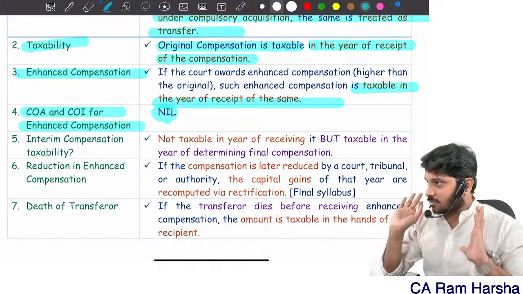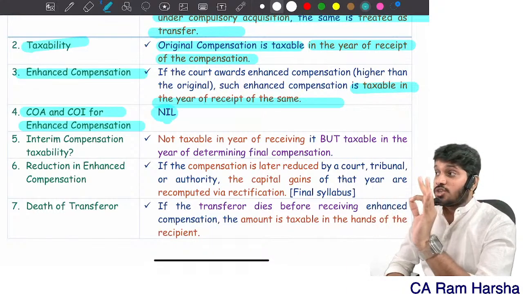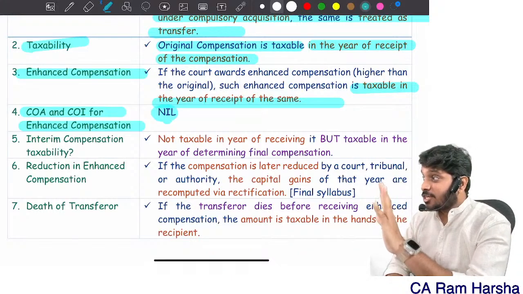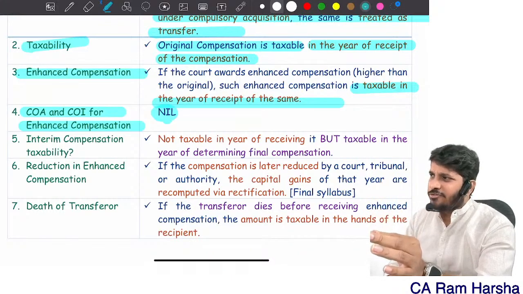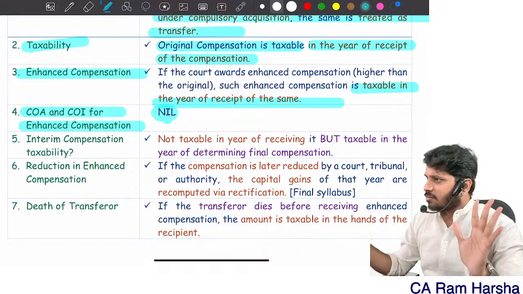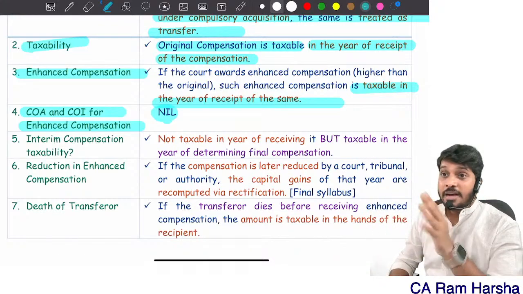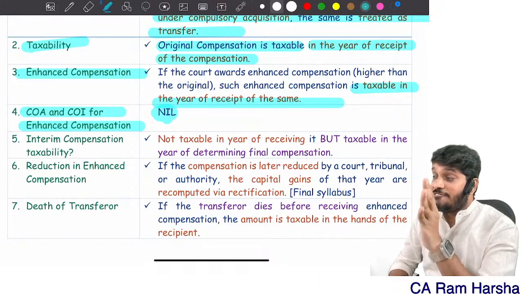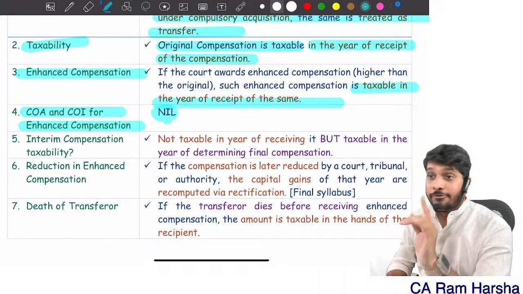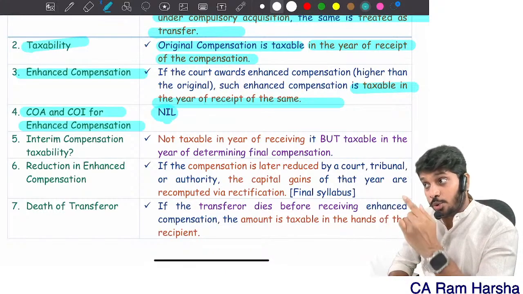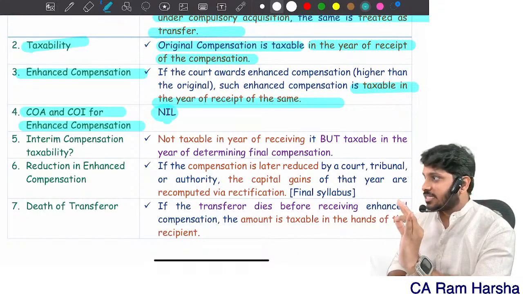Now, sometimes in 45 subsection 5, what happens? In 20-23 the government acquired. Compensation amount is not decided. In 24-25 year, they paid me 50 crore. But compensation I don't know. Full value of consideration I don't know. Full value of consideration is decided in 25-26. 100 crore it is decided.